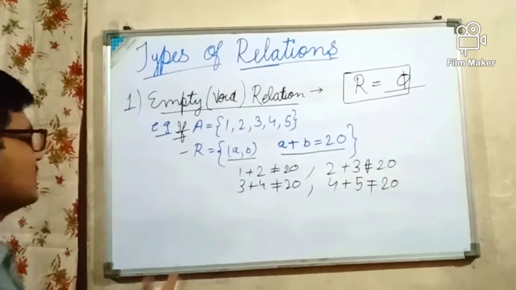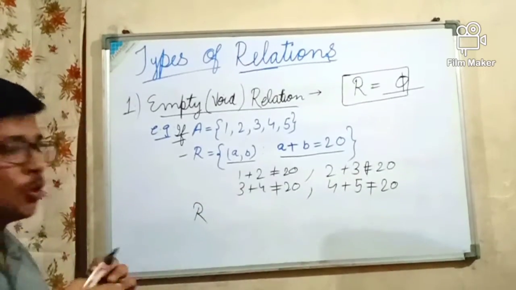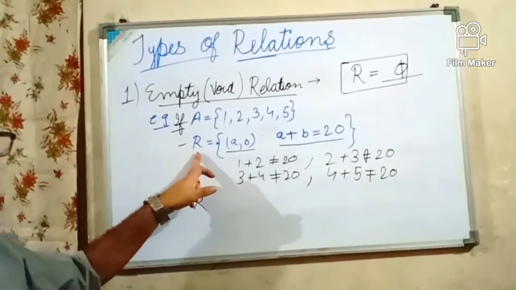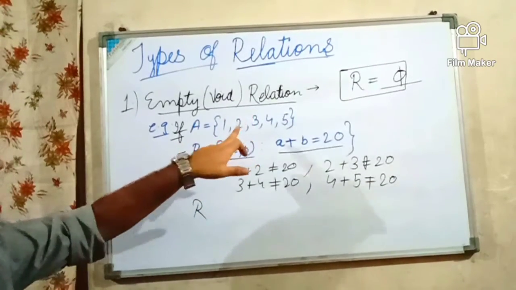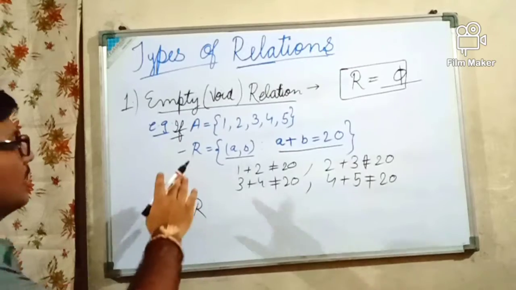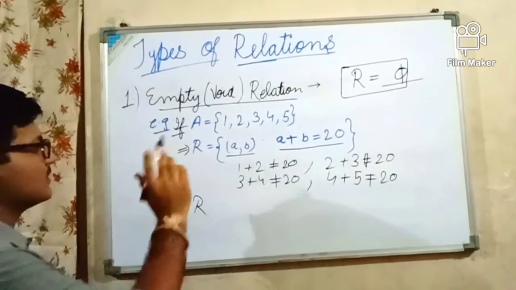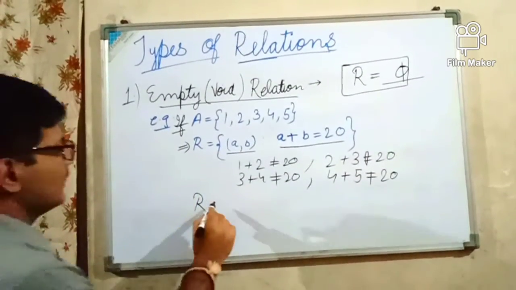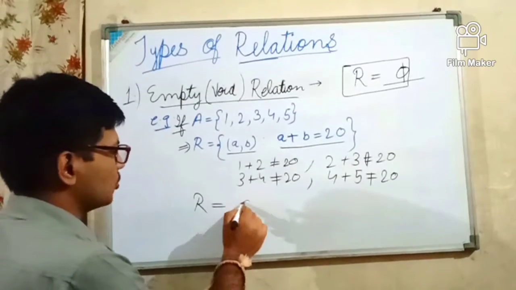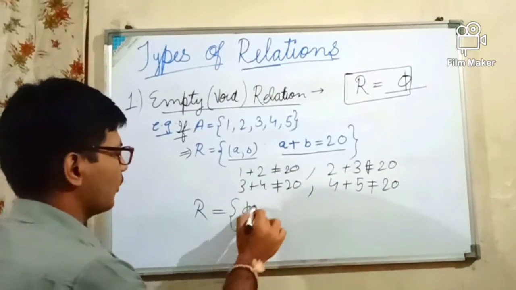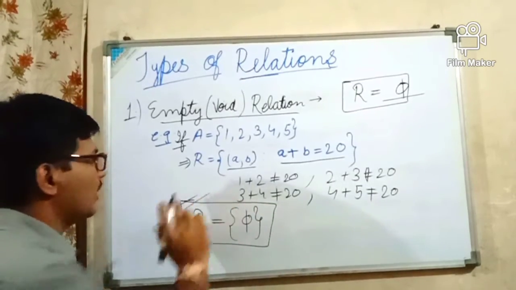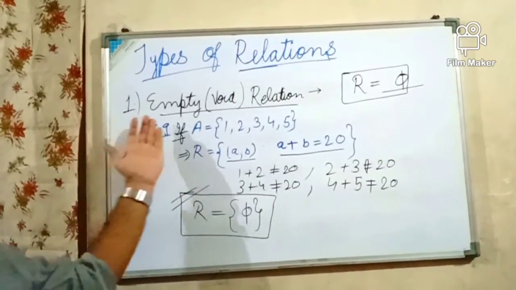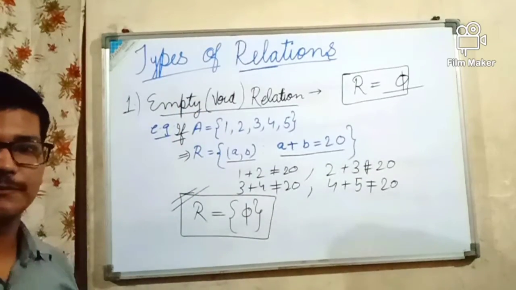So we see that there is no element in this subset or set. We say subset होगा A cross B, A cross A का, but here we call it just simply set R. The number of elements is 0, so we denote it as φ. Such a relation in which there is no element is known as an empty or void relation.